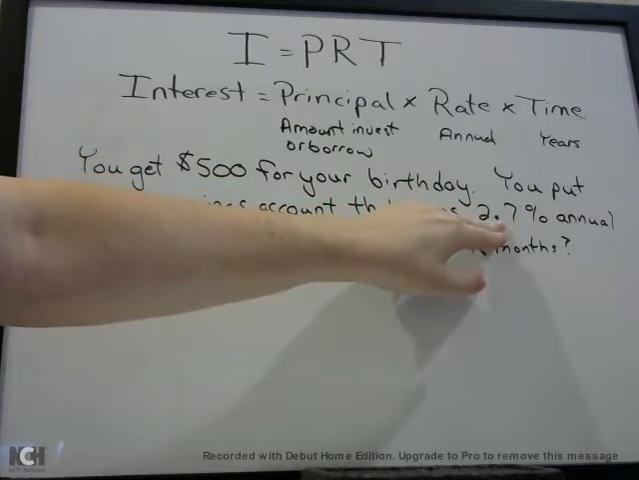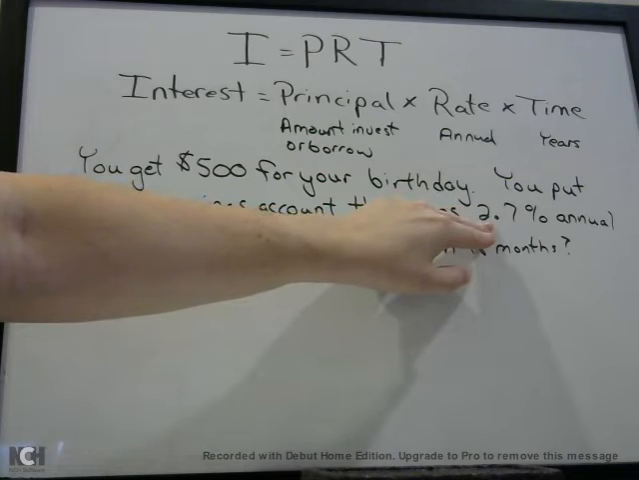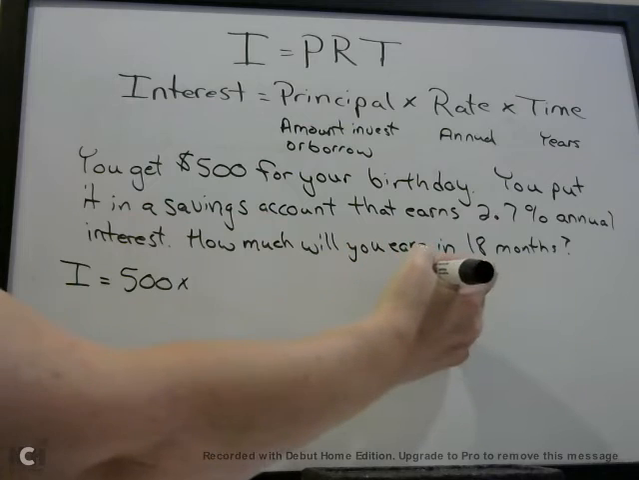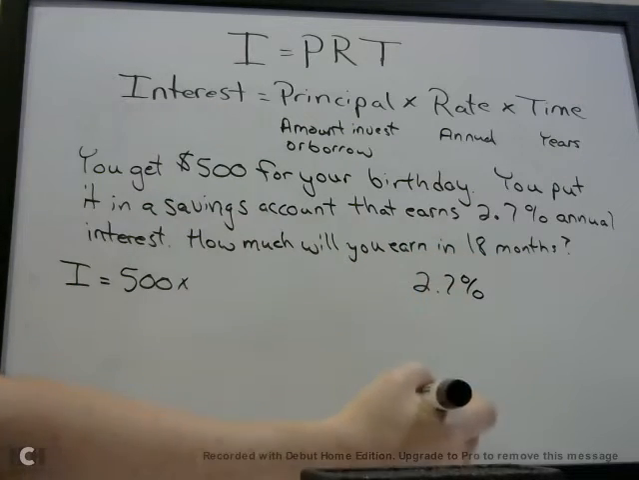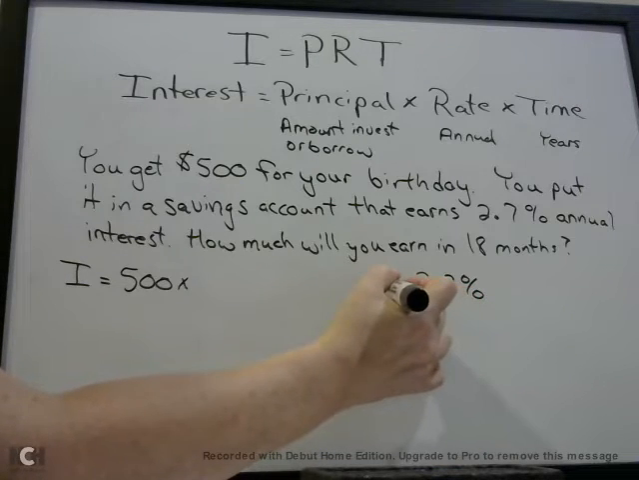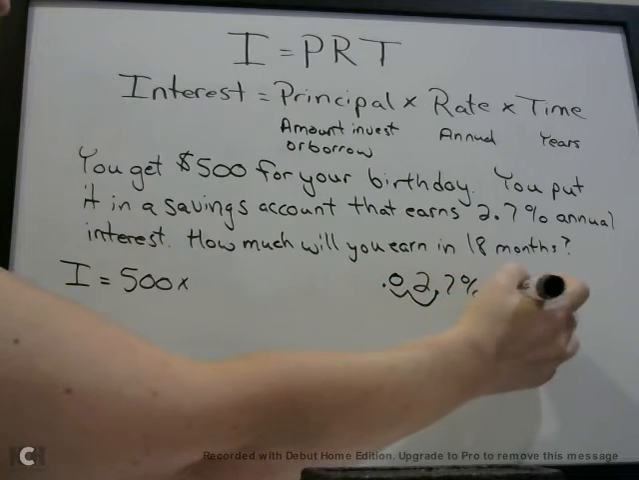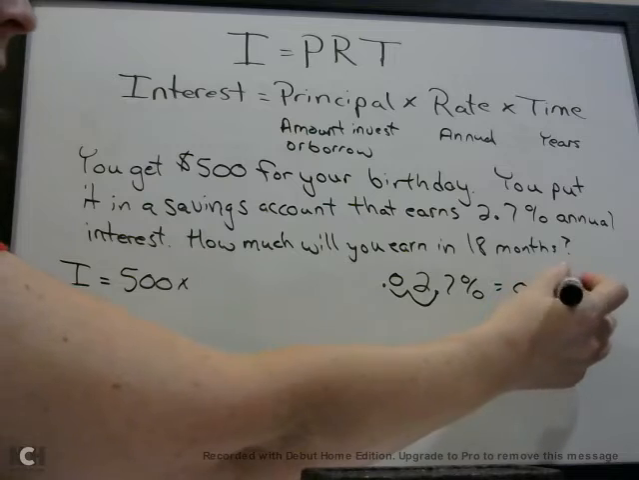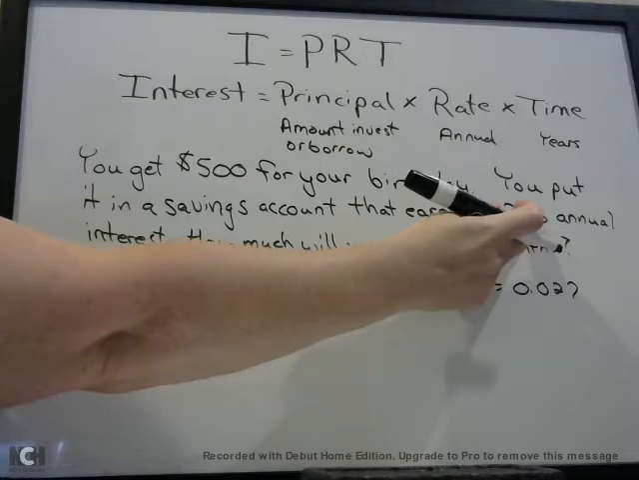But don't stick 2.7 in here because this is a percentage. You need to change this to a decimal. If you don't know how to do that, you need to watch the video on percentages. I won't go through it here, but for 2.7%, you take the decimal point and move it over to the left two spots, so you add a 0. So 2.7% is 0.027. That's the number you put in here, not the percentage.